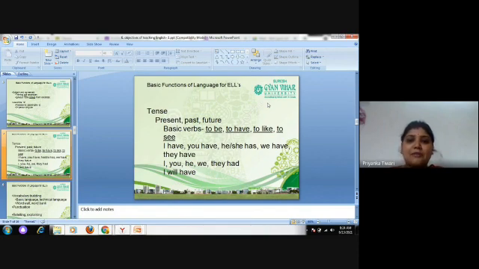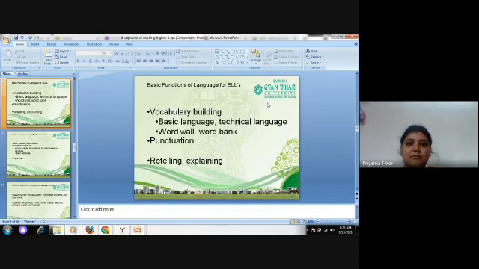I have, you have, he has, she has, we have, they have, I, you, we, they had, I will have. So, we have to focus on the first person, second person, and third person. This is very important. Then in vocabulary building: basic language, technical language, word wall, word bank, punctuation, retelling, and explaining.